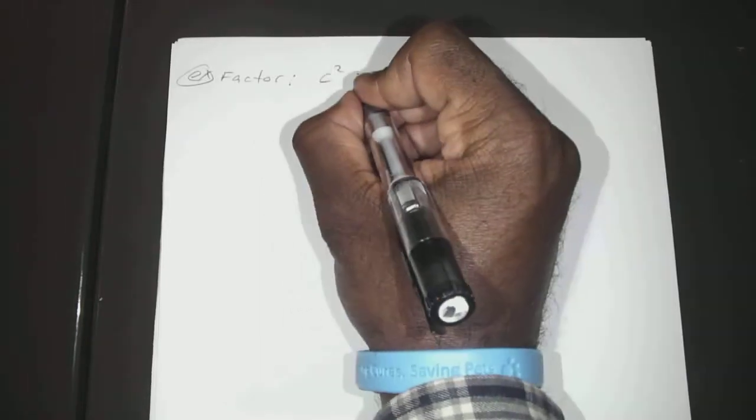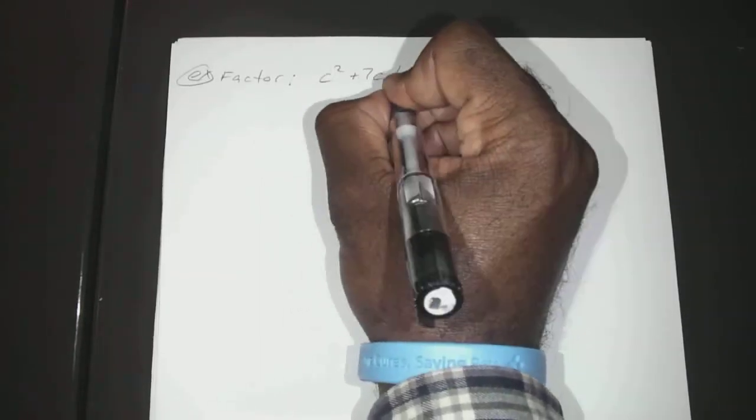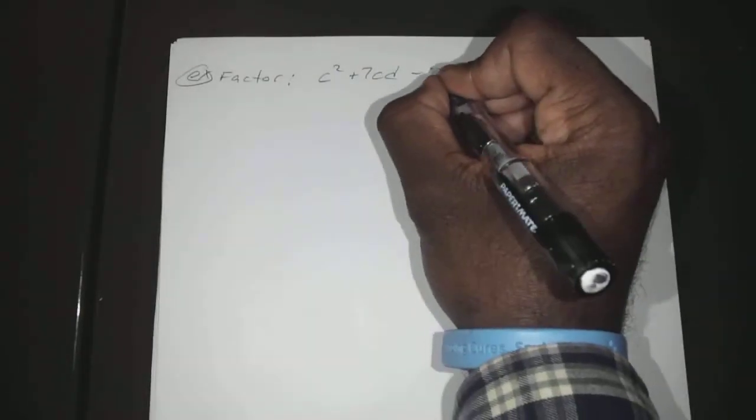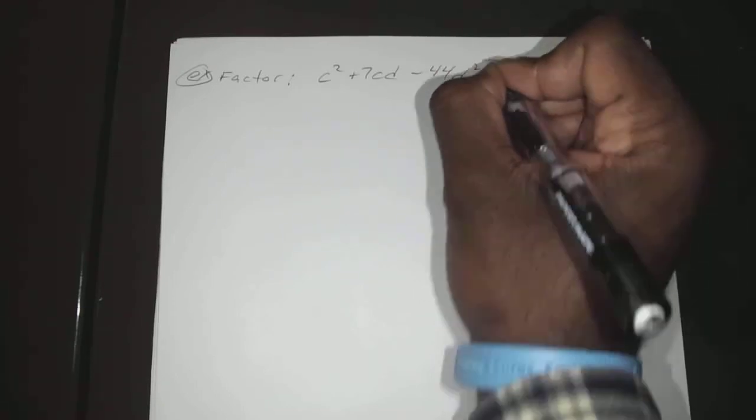if we wanted to factor, say, c squared plus 7cd minus 44d squared.